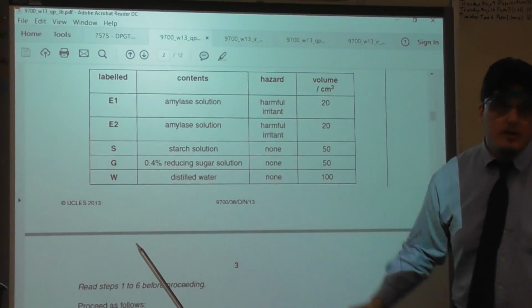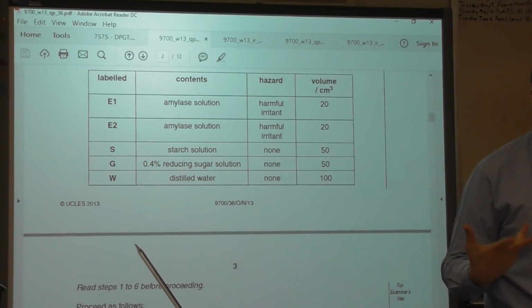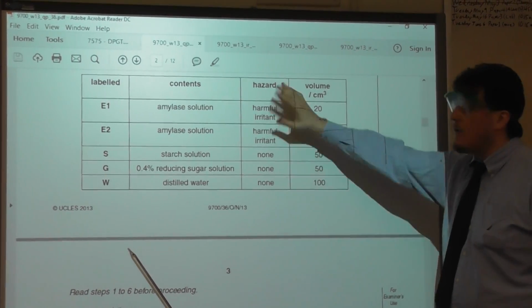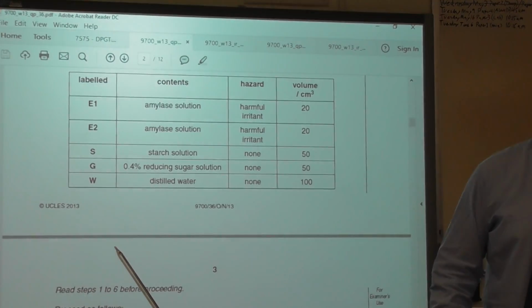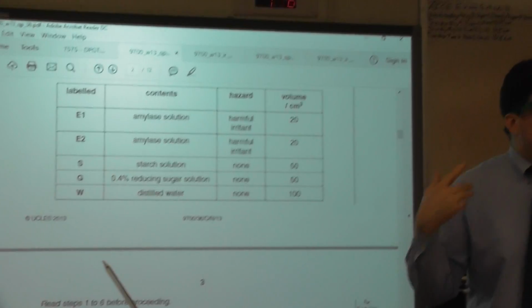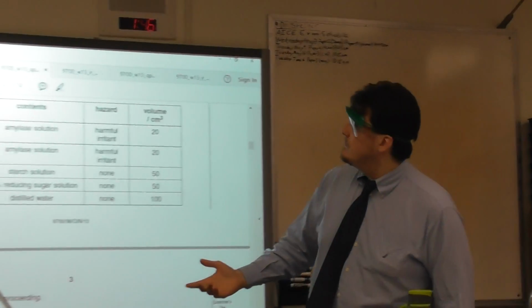The hazards matter whenever I'm asked what the level of risk is. Harmful irritants are high risk. None is none. Stains are low risk. All right?